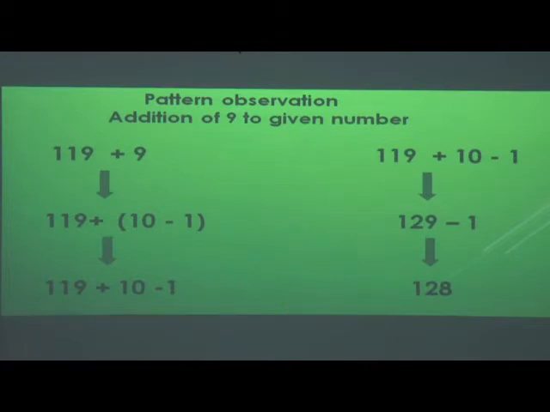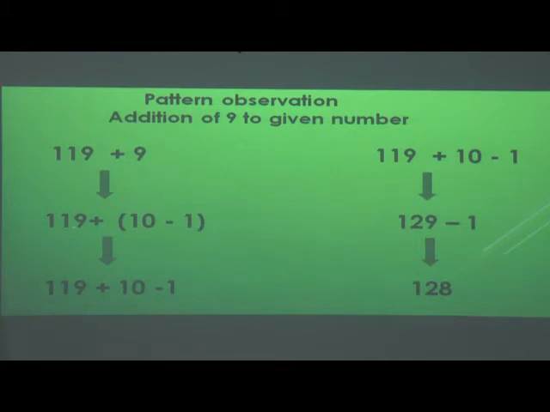Let us see about the pattern. Let us observe different patterns. For addition of 9 to a given number, there is a pattern. So let us see that. We have to add 9 to 119. 119 plus 9. Instead of adding 9 as it is, what the pattern says, we can take 10 minus 1. 10 minus 1 is nothing but 9, but we are distributing it.